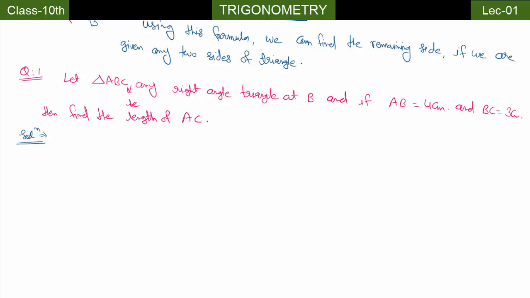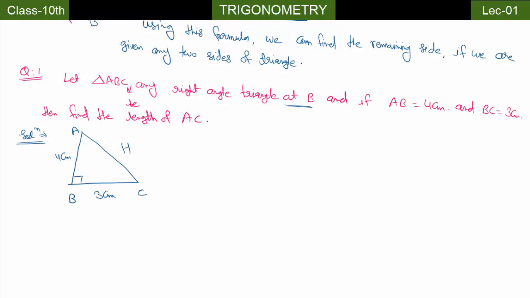First of all, let's draw the diagram of the right angle triangle. That's my right angle triangle. This is my angle B, because it is said that angle B is a right angle. Then this is my vertex A and this is my vertex C. What is given? AB is given, that is 4 centimeter. BC is given, 3 centimeter. I have to find the length of AC. So AC is the hypotenuse. Now I can easily apply the Pythagorean theorem.